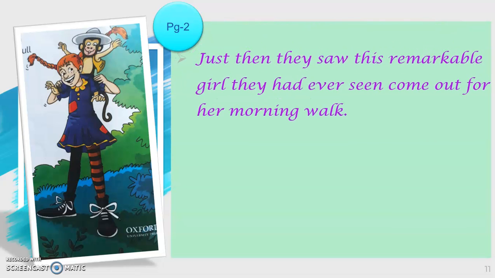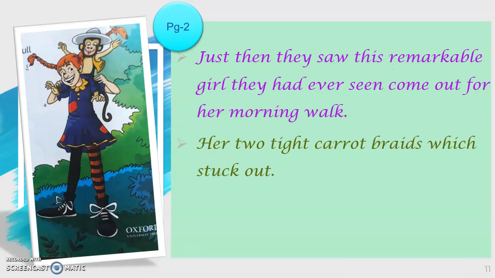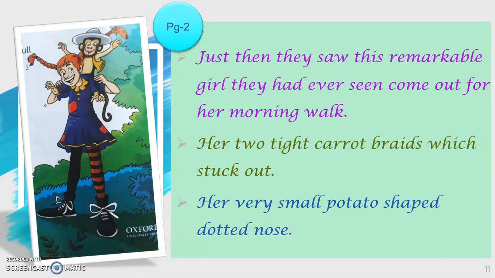So just as they were wondering what actually happened, they saw the most remarkable girl they had ever seen come out for their morning walk. So they weren't expecting somebody coming out. And what was interesting about her were her two tight carrot braids which stuck out, as you can notice in the picture. And her nose, very small, potato-shaped dotted nose. So, just notice the way the details are given about Pippi Longstocking's appearance.